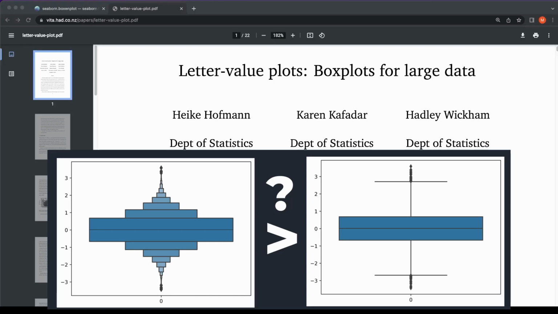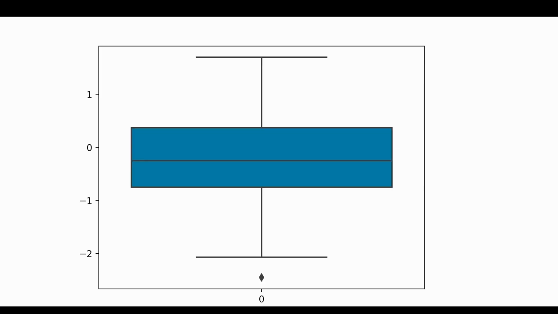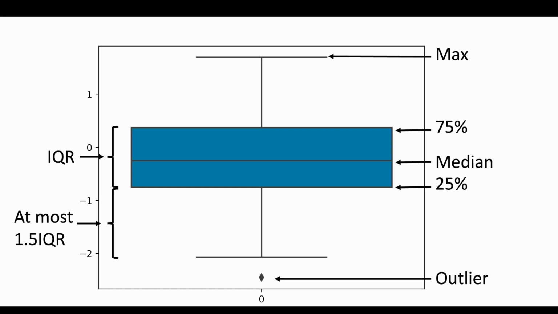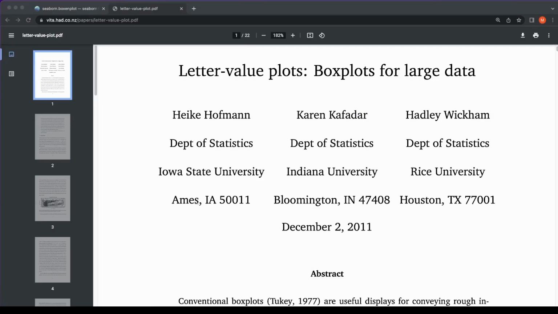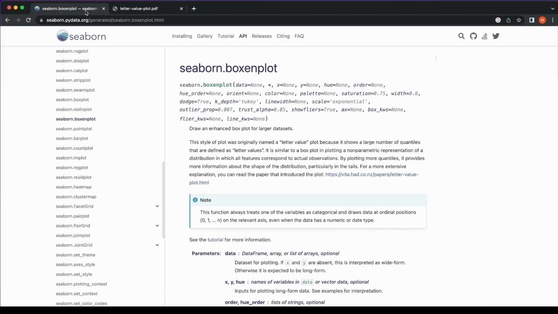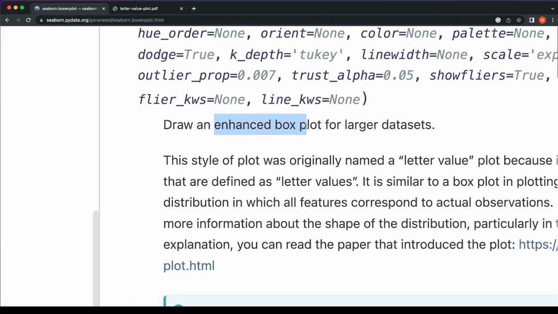These authors think they have a better version of a box plot. A box plot is an effective and simple way to present data. It gives you the median, the 25th and 75th percentiles, and it labels outliers, typically using 1.5 times the interquartile range. In 2011, these authors proposed a new type of box plot, which they called a letter value plot and is sometimes called an enhanced box plot.